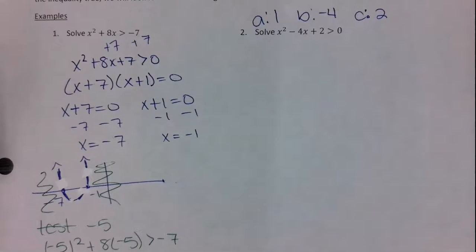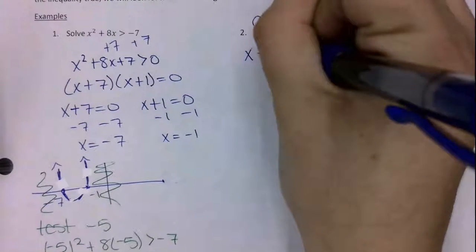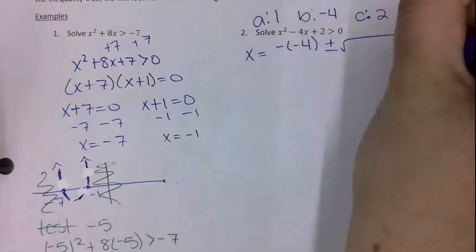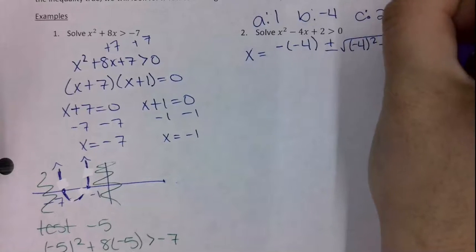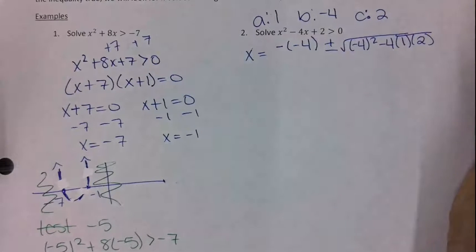So I need to figure out my A, B, and C values. Okay. And then I have x equals, plugging in, negative negative 4 plus or minus the square root of negative 4 squared minus 4 times 1 times 2.